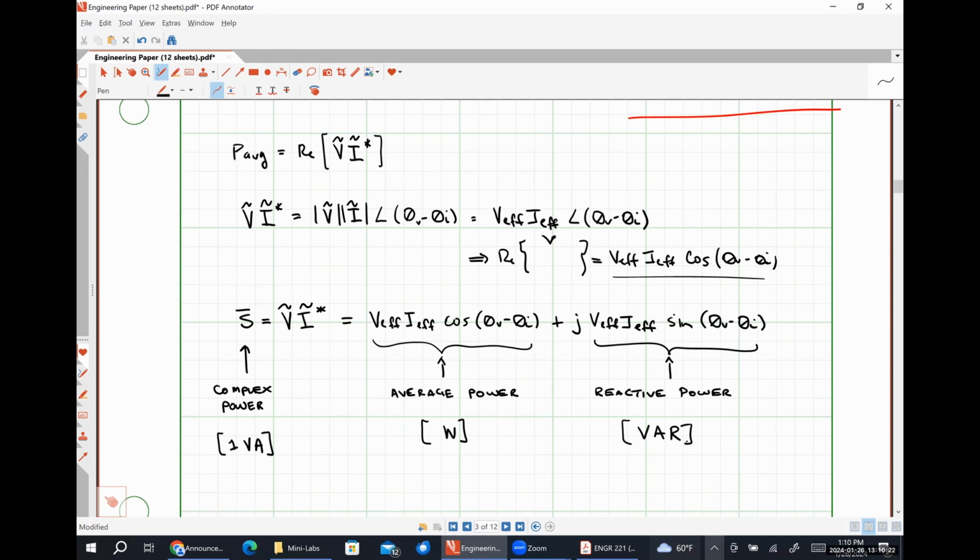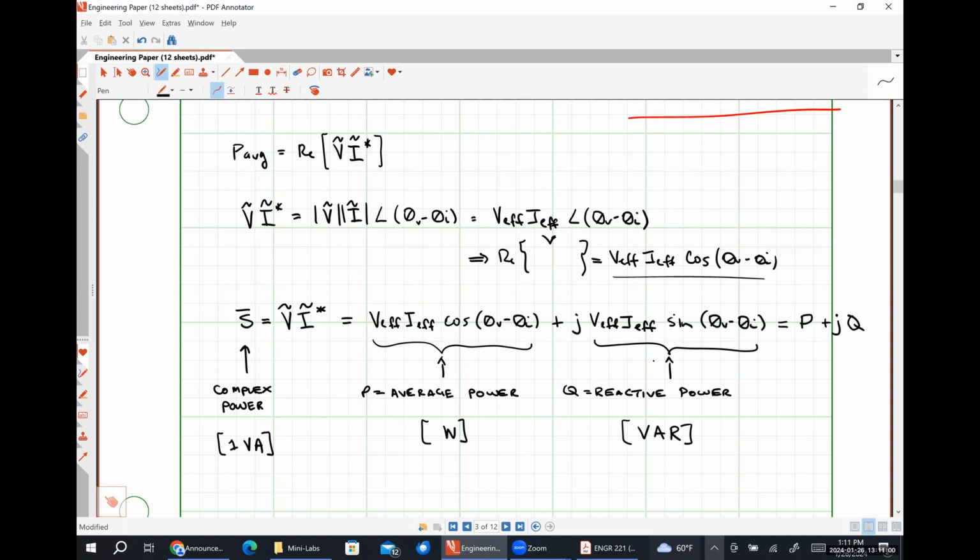In a shorthand notation, we typically refer to the average power as capital P, and we may or may not choose to include the subscript average or AVG. And then our reactive power is typically given the symbol Q. So in rectangular form, our complex power is simply P plus JQ, where P is this relationship and Q is this relationship.